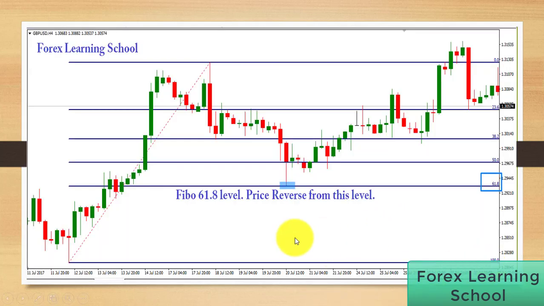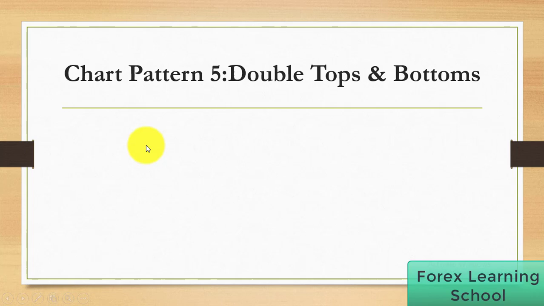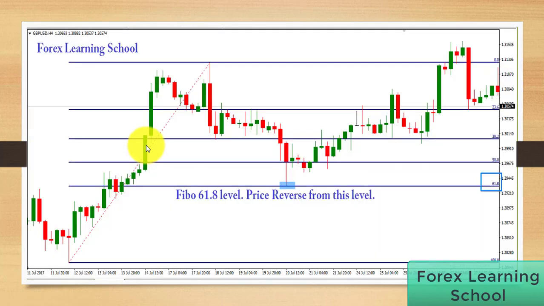In order to find these Fibonacci retracement levels, you have to find the recent significant swing highs and swing lows. Then, for downtrends, click on the swing high and drag the cursor to the most recent swing low. For uptrends, do the opposite. Click on the swing low and drag the cursor to the most recent swing high.